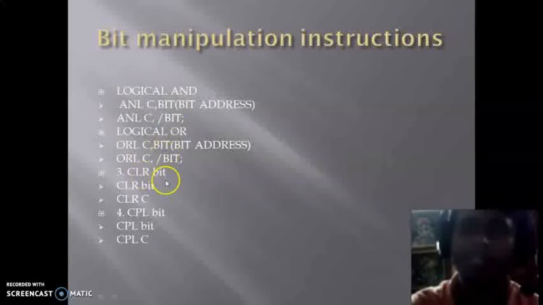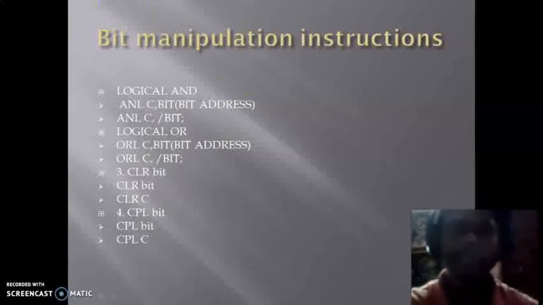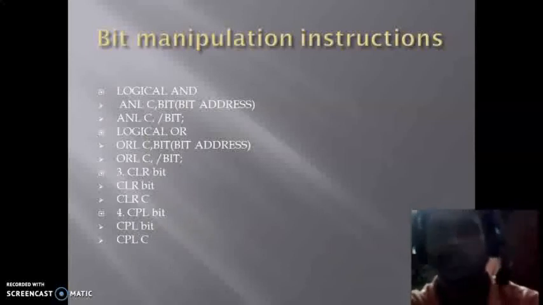Next, CLR bit. By using this instruction we can clear a particular bit. Any bit can be cleared, or reset, by using this instruction. CLR C: by using this instruction we can clear the carry bit. Now CPL bit: by using this instruction we can complement a particular bit. CPL C: by using this instruction we can complement the carry flag. So these are the bit manipulation instructions by which we can manipulate a particular bit.